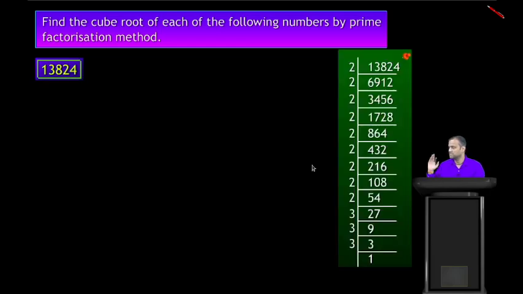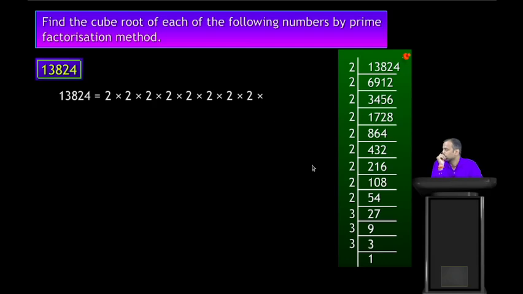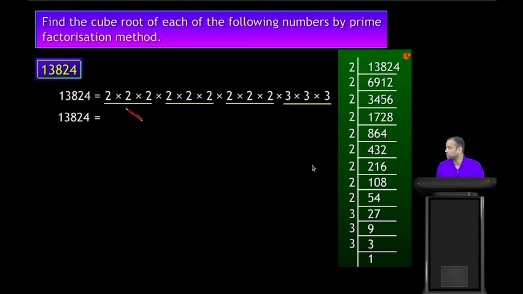Now this number, these are the prime factors. Again you can get the values. Now make groups of 3 of each number. So first group, second group, third group and fourth group, and pick one number from each group. So there are 4 groups.